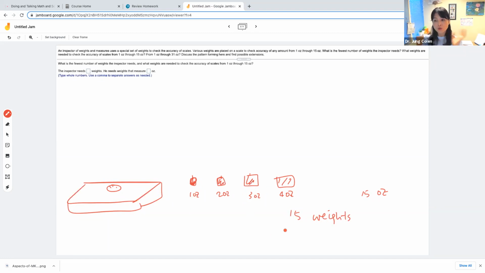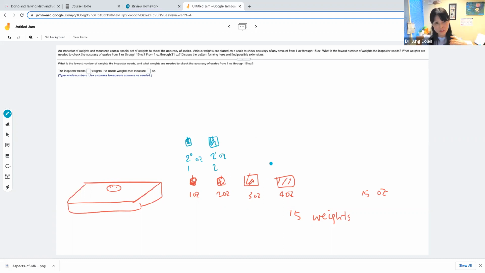So it takes so many weights, but instead of doing that, you can think about powers of 2. Power of 2 is very, very powerful. So let me use a different color for the power of 2 weights. So 2 to the 0th power is the same as 1, right? It's still the same size and same weight. It's 1 ounce. And for 2 ounces, I can use 2 to the 1st power. So still the same size, okay? 2 ounces.